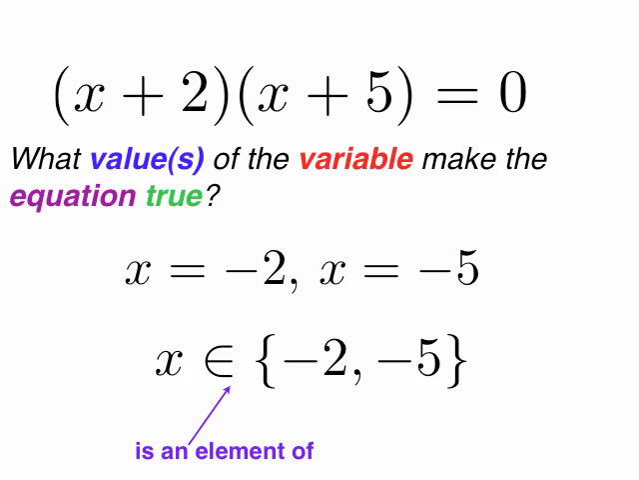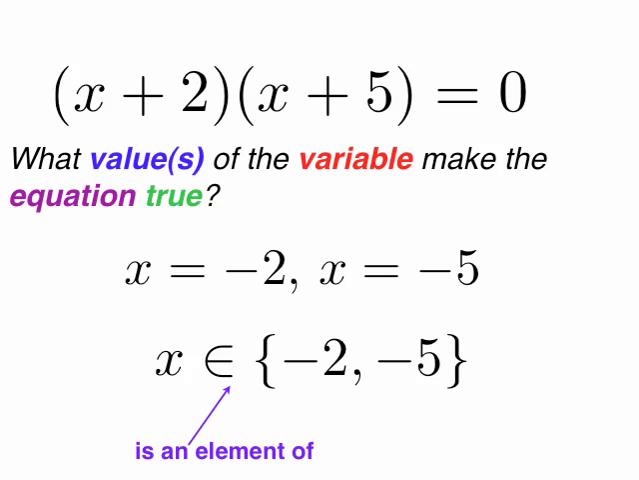And if you remember, if we make either one of these binomial factors 0, then the entire expression becomes 0 and the equation becomes true. So the solutions are: x can be equal to -2, or x can be equal to -5.